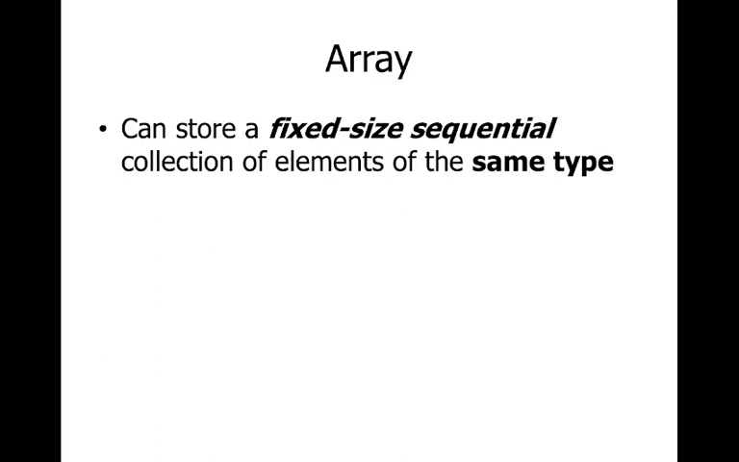So if you want to store a collection of elements, that collection is of fixed size and it can be stored sequentially. And those collection of elements should be of the same type. That means the same data type.